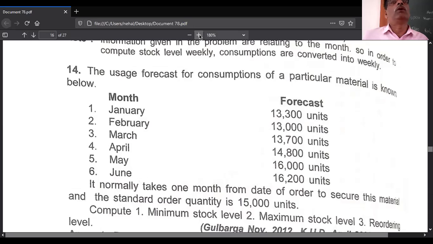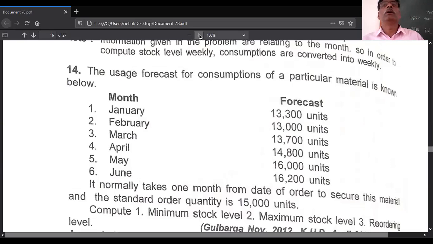What is the requirement for January? What is the requirement for February, March, April, May, and June? The requirement is like this. Then it says it normally takes 1 month from the date of order to secure the material.